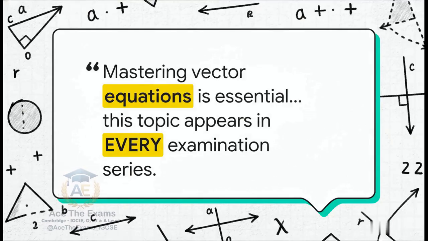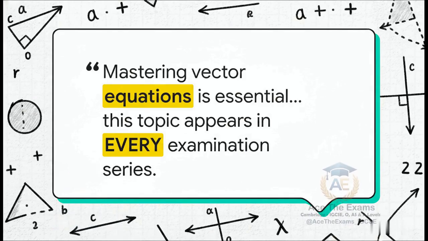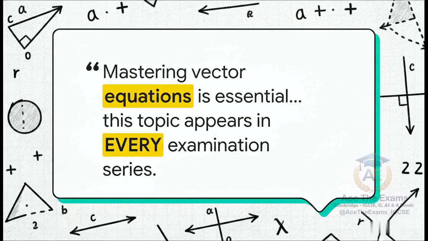Listen to this carefully because it's absolutely crucial. A Cambridge senior examiner states explicitly, and I quote, "Mastering 3.7 vectors, specifically the equation of a line, r equals a plus lambda b, is essential for AS and A-level success." Let that really sink in for a second.